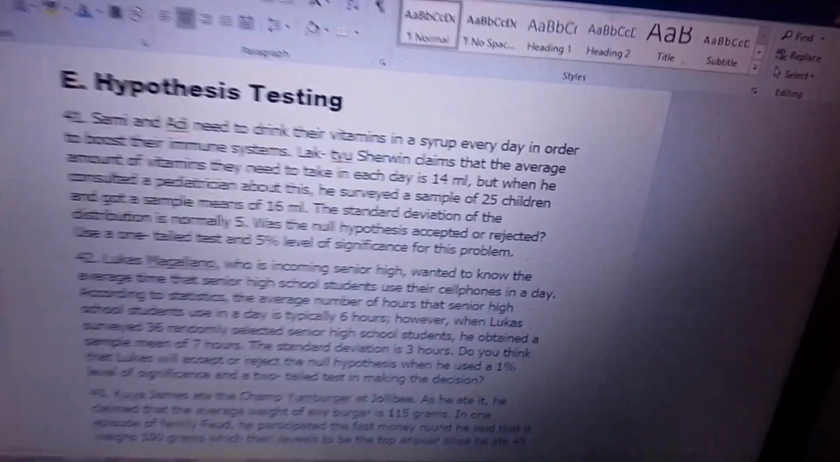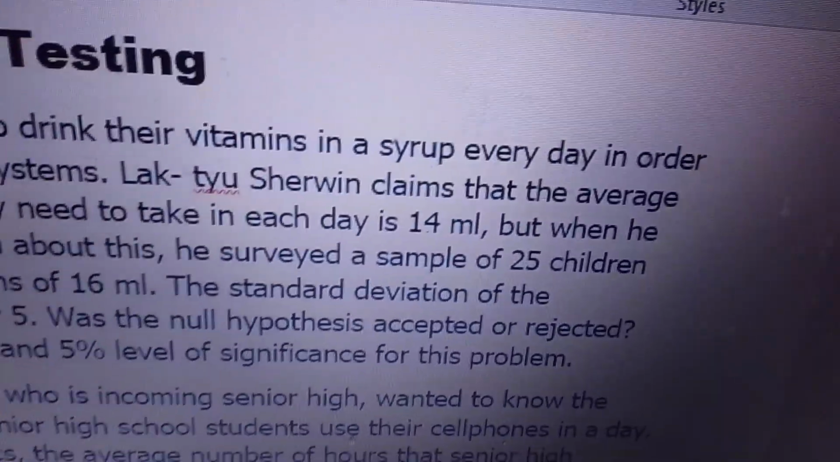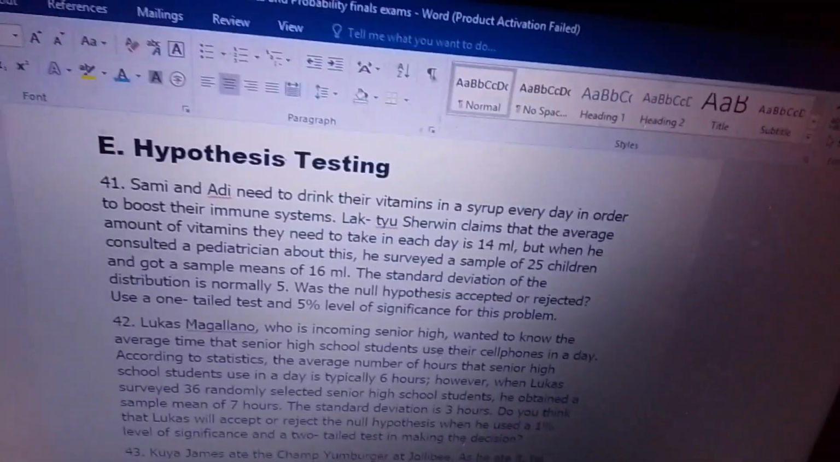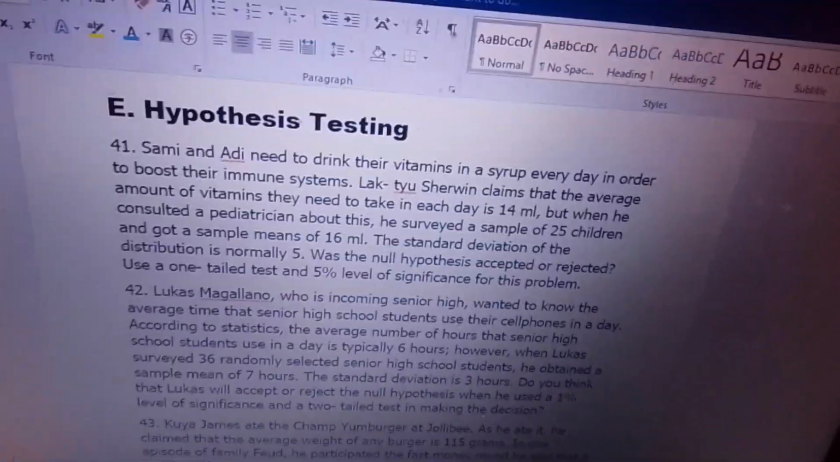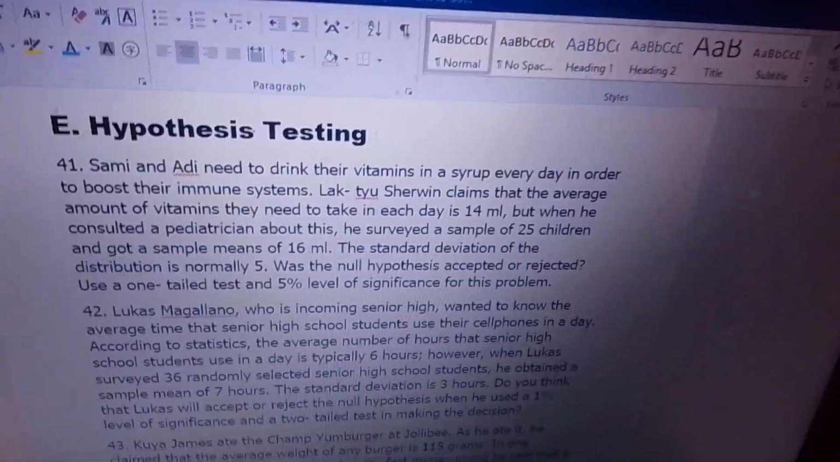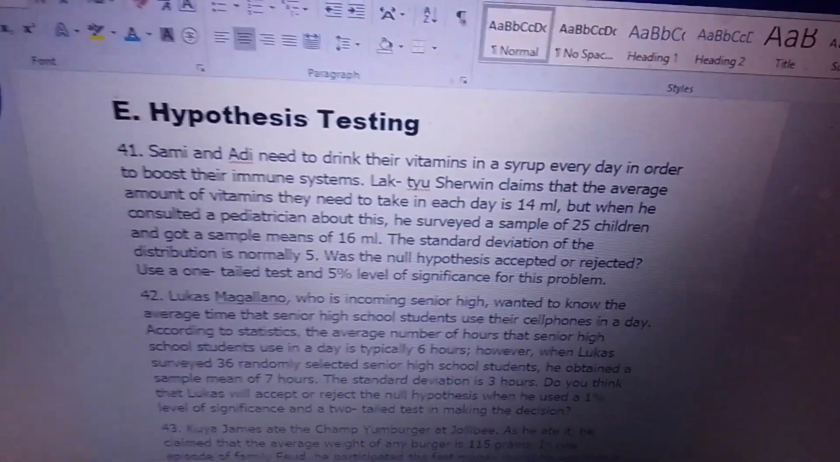So Lactus Sherwin claims that the average amount of vitamins that they need to take in every day is 14 ml. So yan, because that is the null hypothesis. So if you read the problem, sabi dito, Lactus Sherwin claims that the average amount of vitamins they need to take is 14 ml. That is the null hypothesis. How can you say that it's the null hypothesis? Again, going to our definition, what is a null hypothesis? A null hypothesis is a hypothesis that is stated to become true, although it is not certain enough. That is what we call the claim, the initial claim.